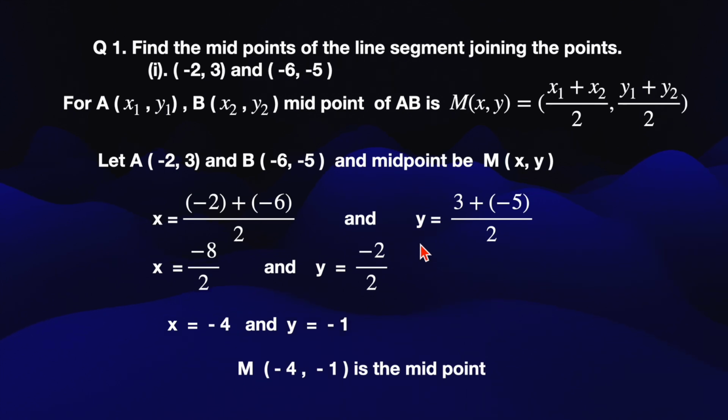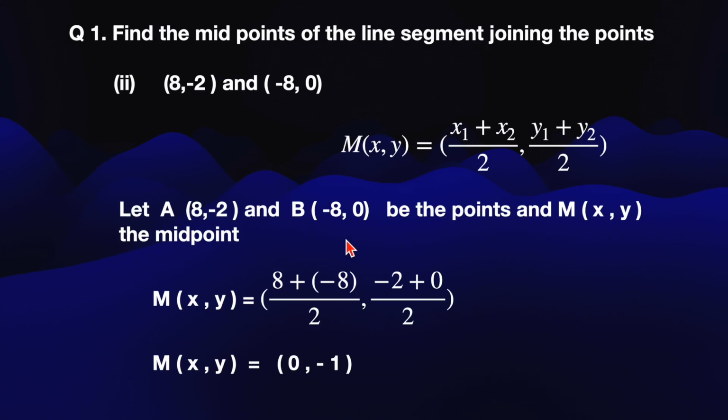And what about the y coordinate of the midpoint? It is equal to 3 plus minus 5 upon 2. Let us simplify this. Minus 2 plus into minus is minus, minus 2 minus 6 is equal to minus 8 upon 2, and y is equal to minus 2 upon 2. This is minus 4, this is minus 1. So the midpoint is minus 4 comma minus 1.